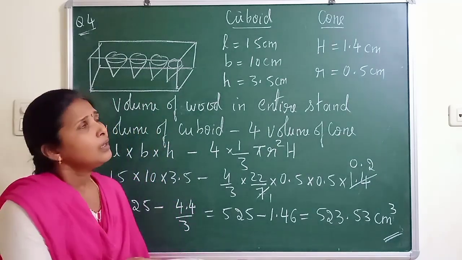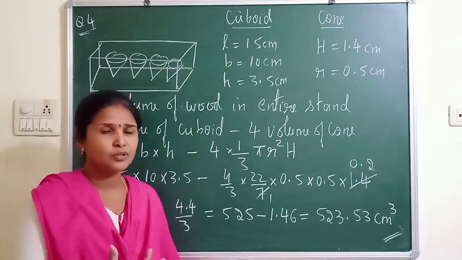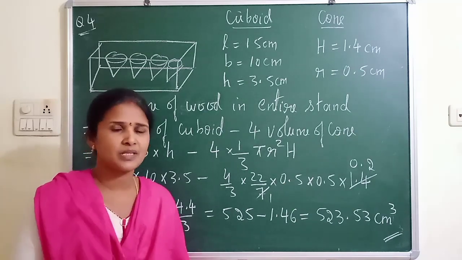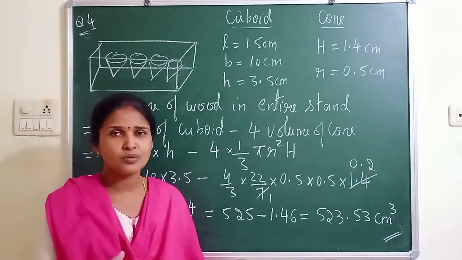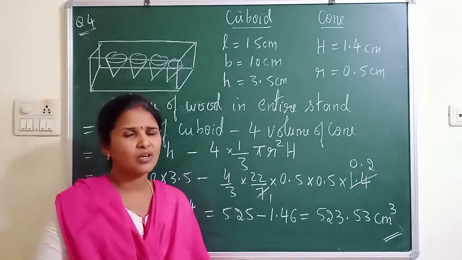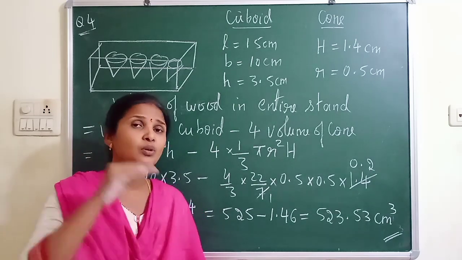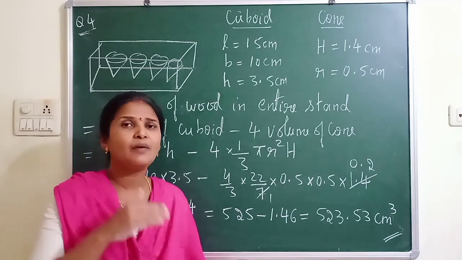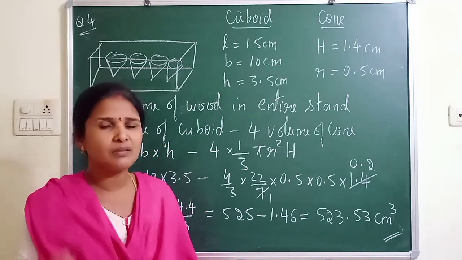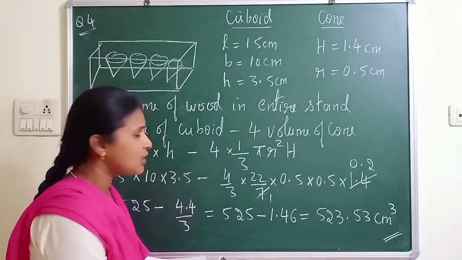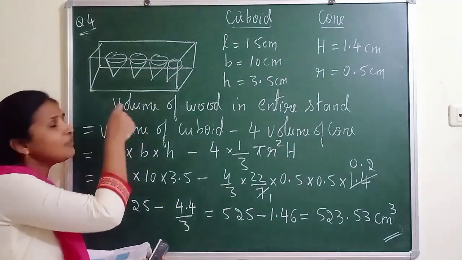Imagine here there is a stand which involves a cuboid. Cuboid is there, but the full cuboid is not present. In that cuboid, 4 conical depressions are there. So how to find the volume of wood? I cannot say the volume of the entire stand equals the volume of the cuboid, because 4 conical depressions are made. I have to remove them. So till now, whatever I have done, questions number 1, 2 and 3, we added. If you observe, we added the volumes. We never subtracted. But here we are subtracting.